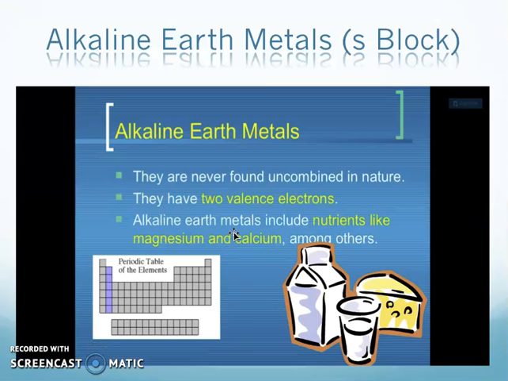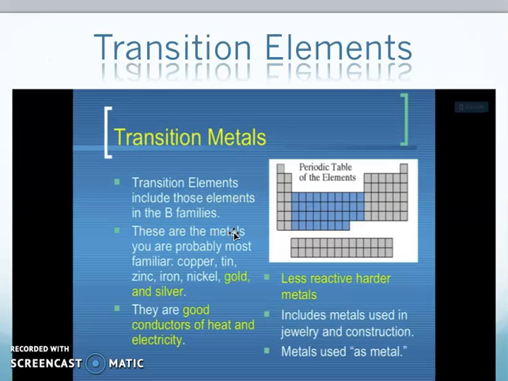The next group that we are going to study is the alkaline earth metals. These are never found uncombined in nature. They have 2 valence electrons. Alkaline earth metals include nutrients like magnesium and calcium, which you have heard about in many food supplements. These are also S block elements, so definitely the last subshell that is filled or needs to be filled is the S shell.